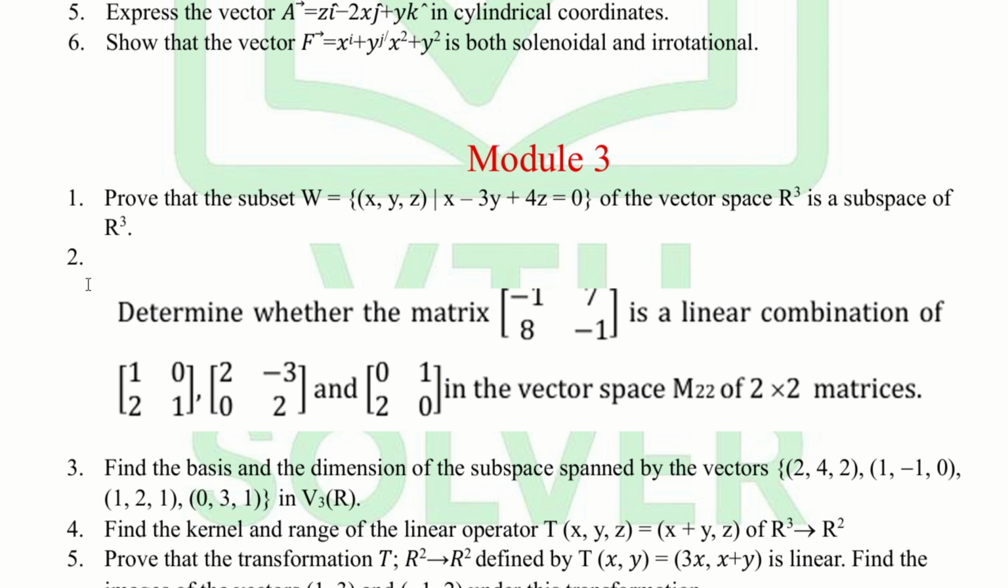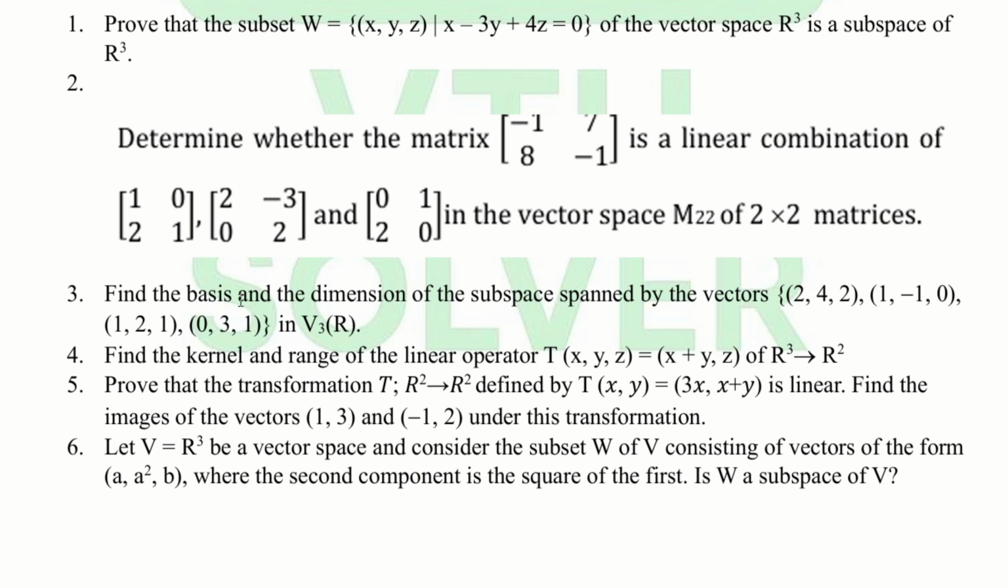And the second question is determine whether the matrix minus 1 7 8 minus 1 is a linear combination of 1 0 2 1, 2 minus 3 0 2 and 0 1 2 0 in the vector space M22 of 2 into 2 matrices. And the third question is find the basis and the dimension of the subspace spanned by the vectors 2 comma 4 comma 2, 1 comma minus 1 comma 0, 1 comma 2 comma 1, 0 comma 3 comma 1 in V3 of R.